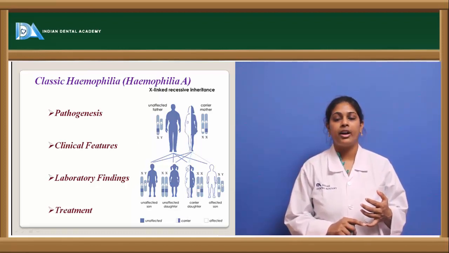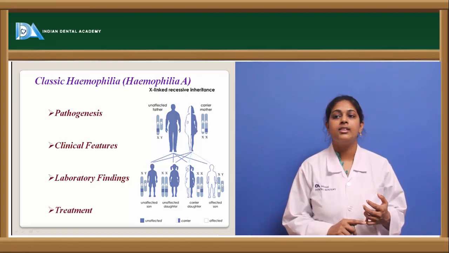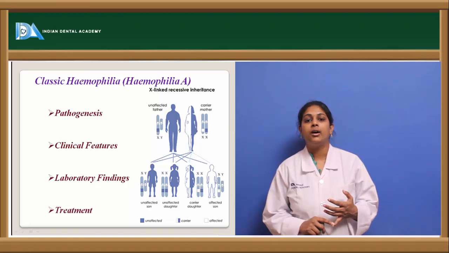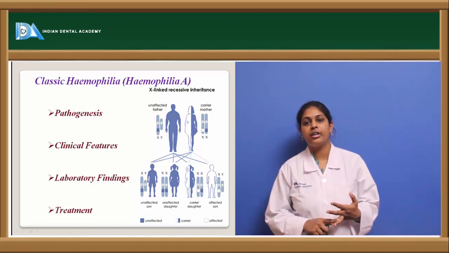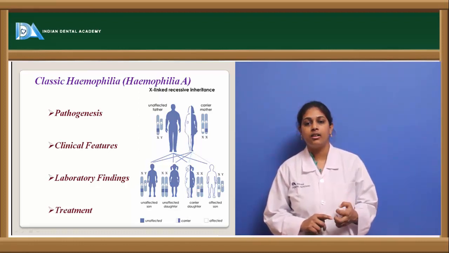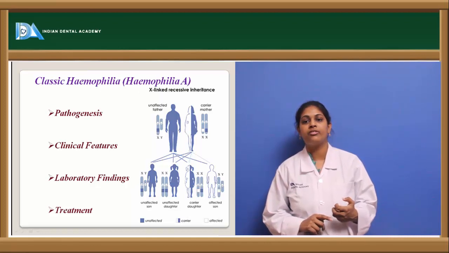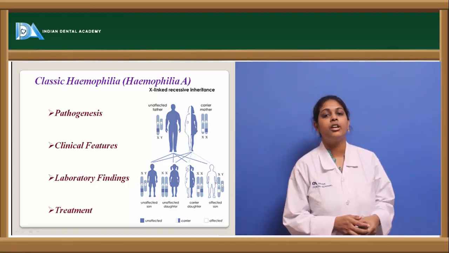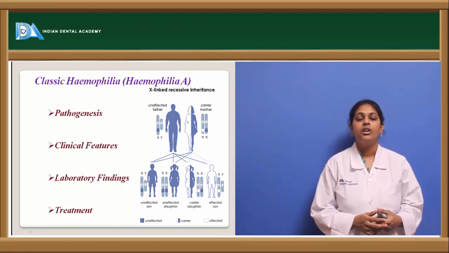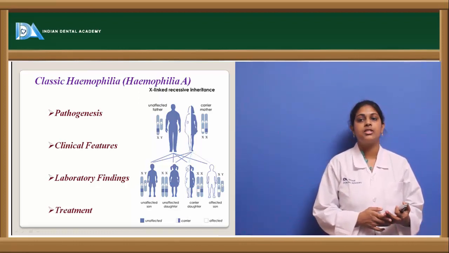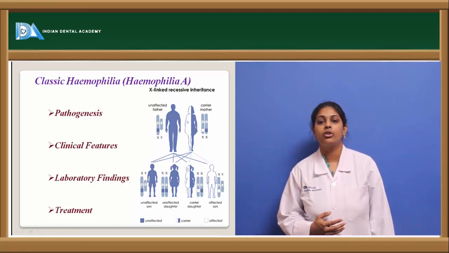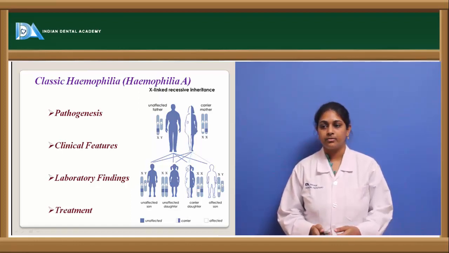Coming to the laboratory findings, usually we find a decrease in the anti-hemophilic factor, and this is a major laboratory finding. Deficiency in this anti-hemophilic factor results in classic hemophilia. For treatment, patients are supplied with replacement of this deficient clotting factor with the help of clotting factor 8.